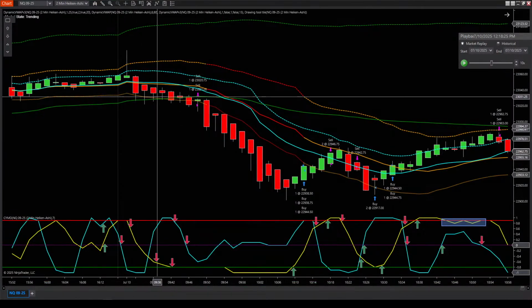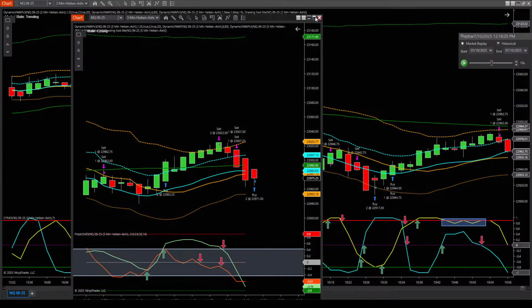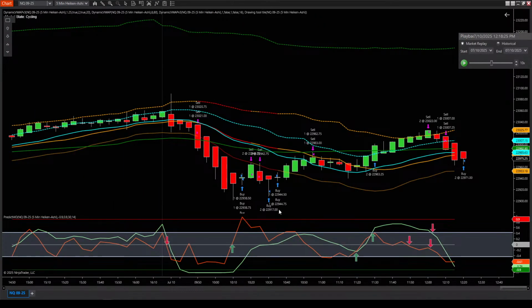Right here, when it's kind of dancing around right there, you're not going to take that anywhere, guys. You're going to wait. Then we had Predicmo on the 5-minute that saw the turn coming 2 bars ahead of time. And let me go ahead and bring this bad boy over here to give you a clue as to how that looks right here.